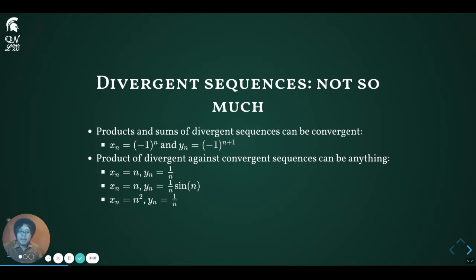In the third case, x_n equals n squared and y_n equals 1 over n, like the first example. But this time, the product sequence is n, which is unbounded and diverges. So what can we say about Limsup and Liminf when they are different? Remember, if Limsup and Liminf are different, the sequence diverges.